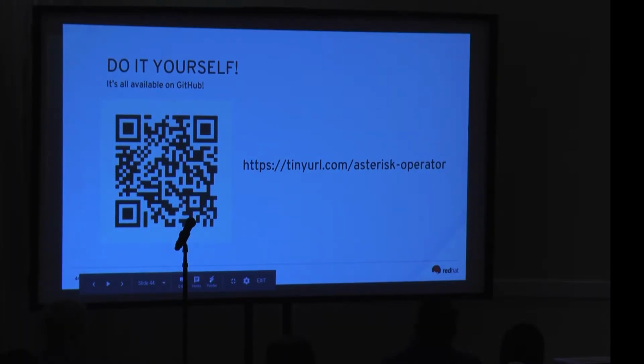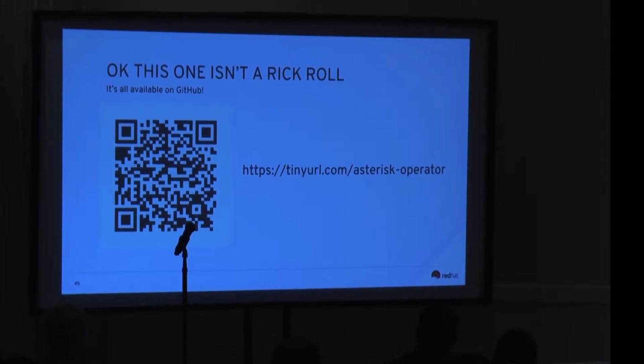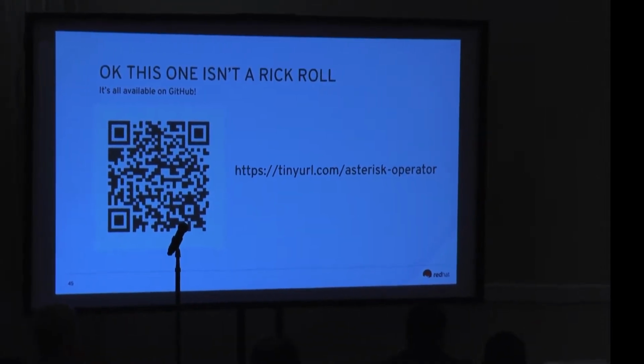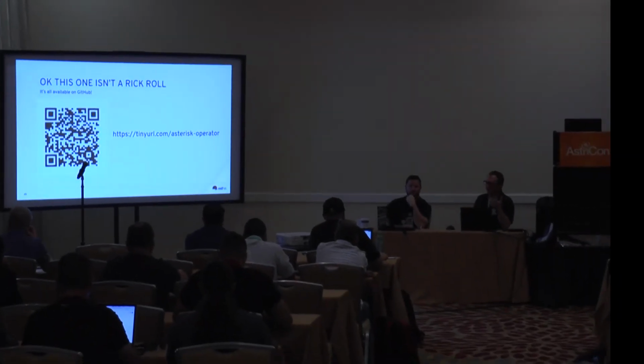So you can do this yourself. I recommend the tinyurl.com/asterisk-operator, because that QR code is actually a Rickroll. So if you actually wanted to use it, you would use this one. Feel free to run through this article. It essentially goes through a few things. So it gives you the ability to run everything that I ran right there.